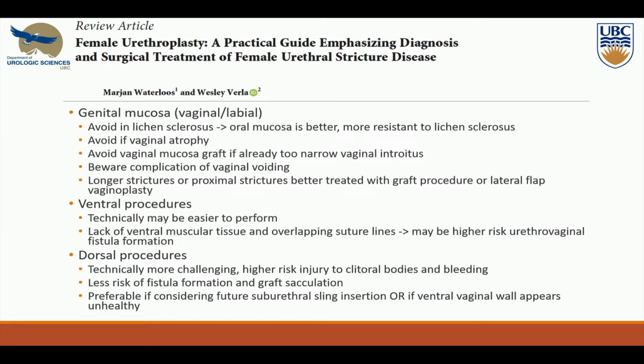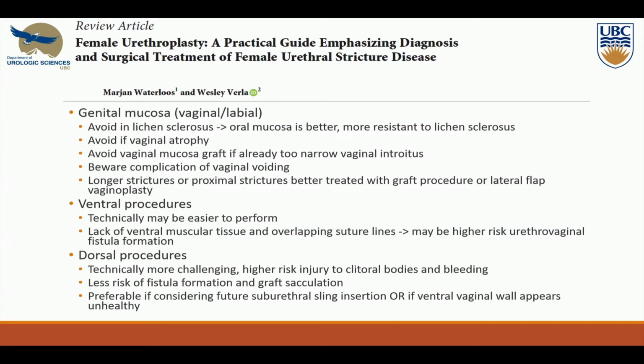However, there is more lack of backing tissue, so lack of muscular tissue, and you may also have some overlapping suture lines. So these patients may be at slightly higher risk of urethrovaginal fistula formation. In terms of dorsal procedures, technically it is much more challenging. There may be slightly higher risk of injury to clitoral bodies and bleeding risk.